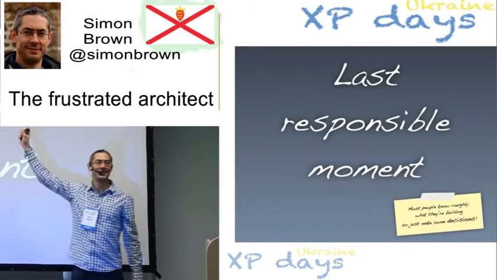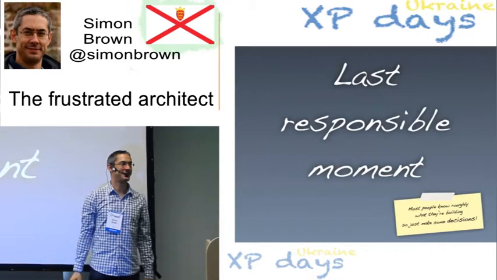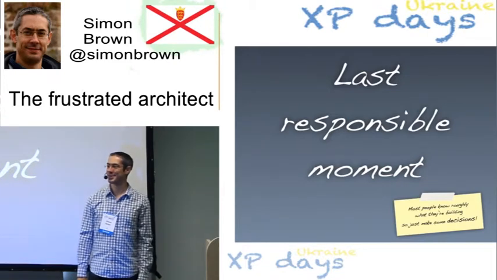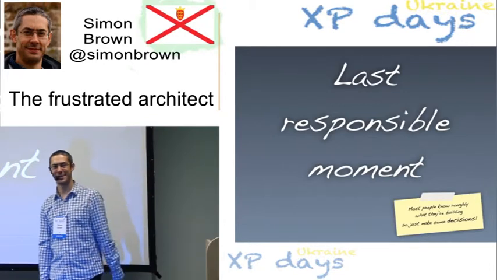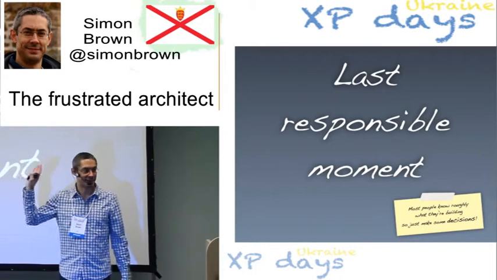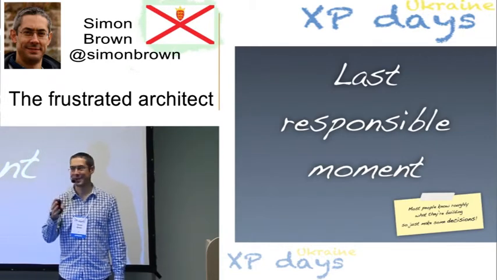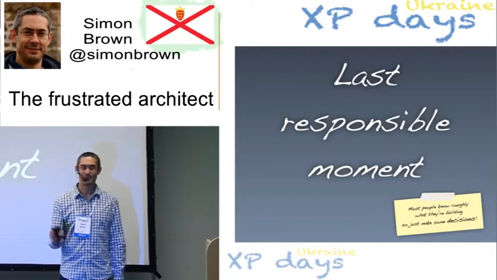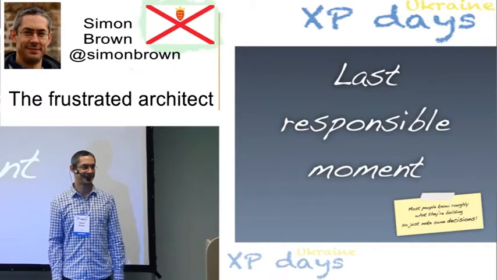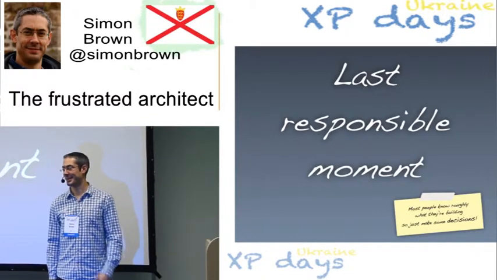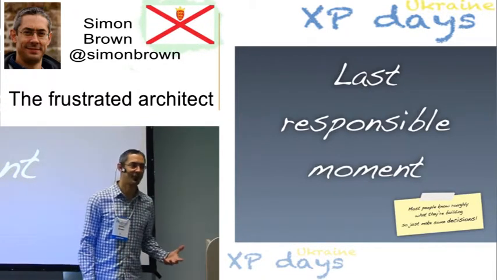Who said this? Last responsible moment. I hate this term with a passion, because this is one of the most abused terms in Agile I've come across. The underlying principle here is fantastic. If you can defer a decision, defer it. Unfortunately, people miss that point. And then what happens? They just foolishly hope for the best. They're not doing any planning, any thinking whatsoever.